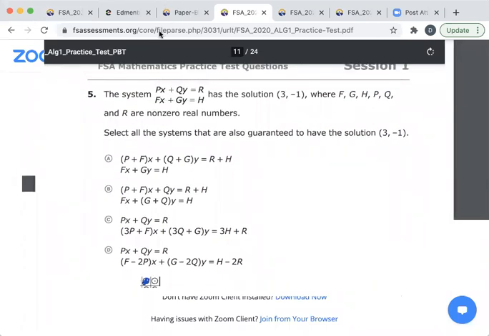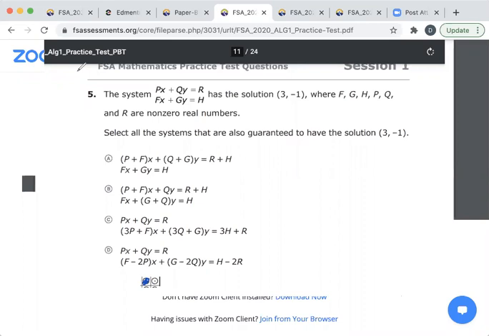Okay, so for number 5, it says the system px plus qy equals r and fx plus gy equals h has a solution 3, -1. So 3, -1 is a point. We have 2 lines, and they cross at the point 3, -1. So we don't know what all these numbers are, and we don't really have to guess what the numbers are. It wants to know what other systems would have the same solution of 3, -1.